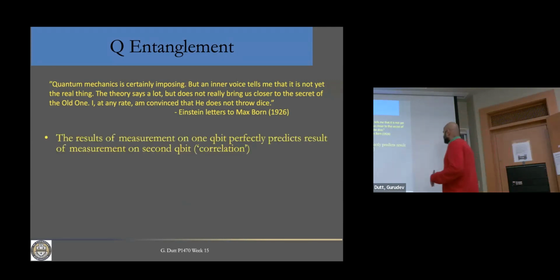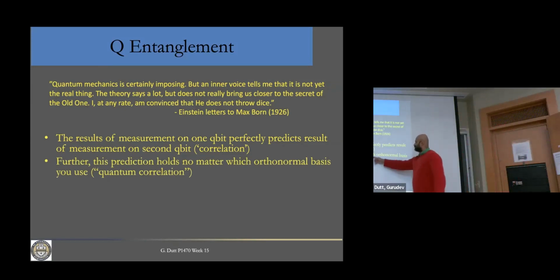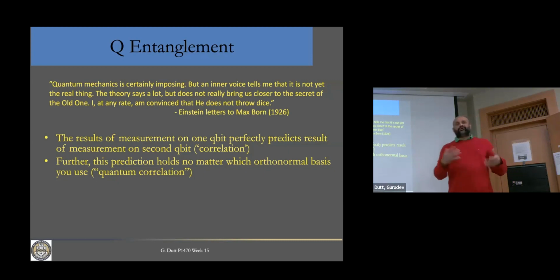So, as we just saw, the result of measurement on any one qubit perfectly predicts the result of the measurement on the second qubit. So if I measure 0 and I know that I started with an entangled state, then I know for sure that the other qubit must also be in the state 0. Or 1, then I know it's for sure 1. And in particular, as we just said, this prediction holds no matter which orthonormal basis set you use. So this is what we call quantum correlation. I'll give an example, which hopefully will make this a little bit more clear.